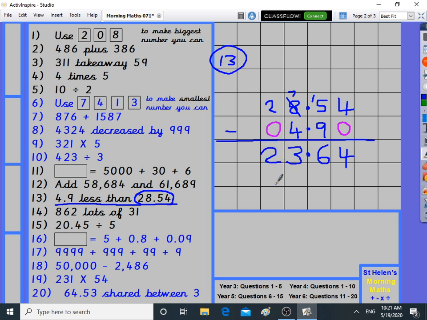I'm getting slightly faster as the weeks go on with morning maths, as you can probably tell. But you can always pause there if you need to.